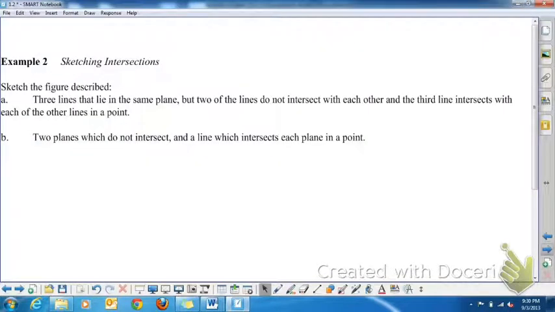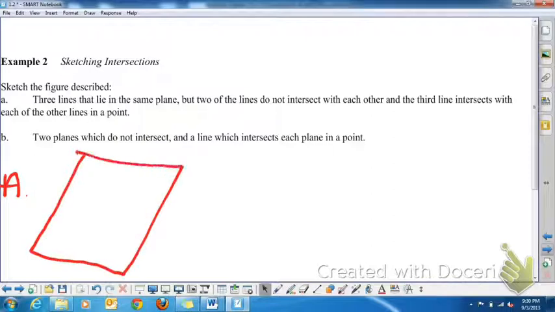In geometry, it's important that you're able to visualize and sketch figures. Nobody has to be a great artist, but everybody has to try. So let's try a couple of these. So example 2A. Sketch the figure described. Three lines that lie in the same plane. Now frequently you will see a plane represented by like a piece of paper. It doesn't have to be though, but it can be.